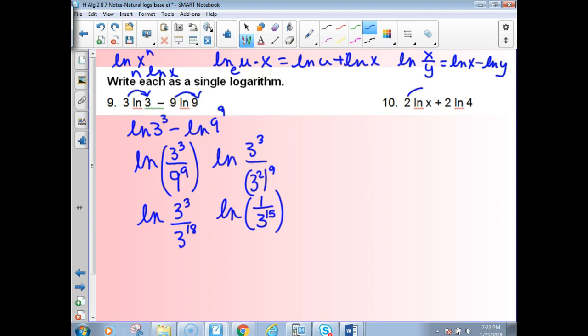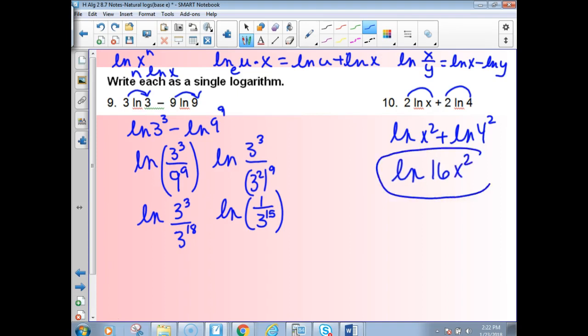All right, 10, put these back on as exponents. So I'll have the natural log of x squared plus the natural log of 4 squared. If it's an addition, we rewrite it as one logarithm by multiplying, and 4 squared is 16, so it would be the natural log of 16x squared. And these are in parentheses. We okay?